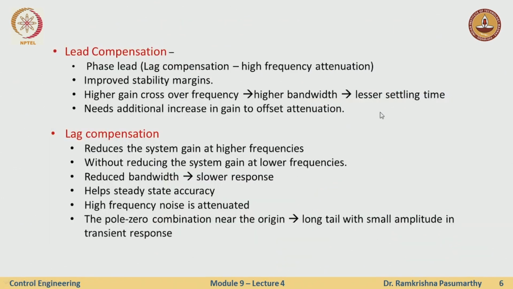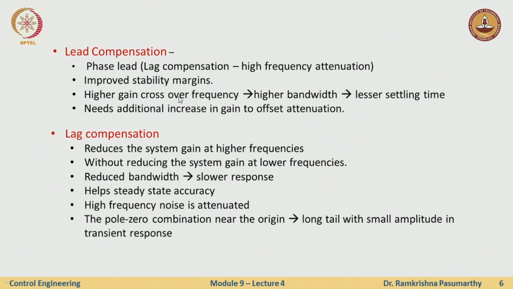Okay, so just a little summary of what we learned so far. If I look at a lead compensation, as the name suggests, it provides a phase lead, which means it improves the stability margins. It also has a higher gain crossover frequency, which means it has a higher bandwidth, and we know the relation between bandwidth and the damping ratio. That suggests that the higher the bandwidth, the lesser the settling time. And of course, it needs an additional gain, an increase in gain, to offset the attenuation.